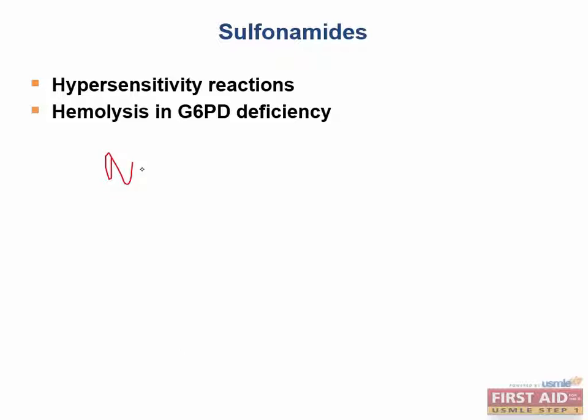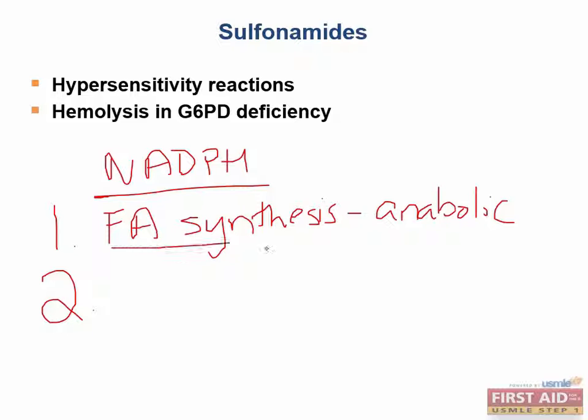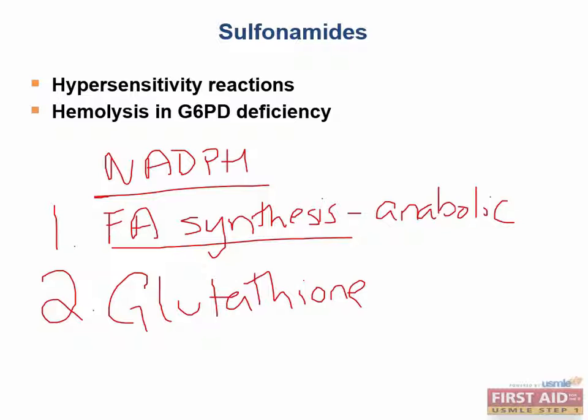Now, do you remember why NADPH is important? Well, there are two key functions of NADPH, and I'll go over them here. One, it is used in the synthesis of fatty acids. Remember, NADPH is an anabolic cofactor and is used for the synthesis of fatty acids. Also, NADPH is a cofactor used to replenish glutathione. Glutathione is an important molecule that handles reactive oxygen species in our bloodstream.